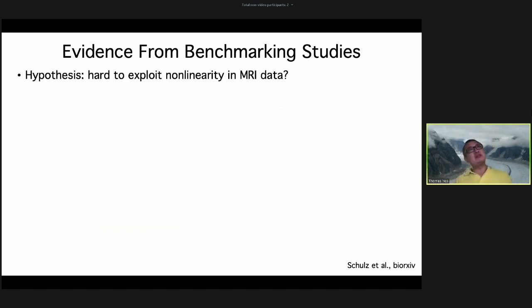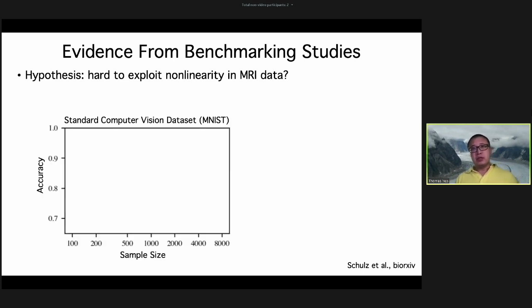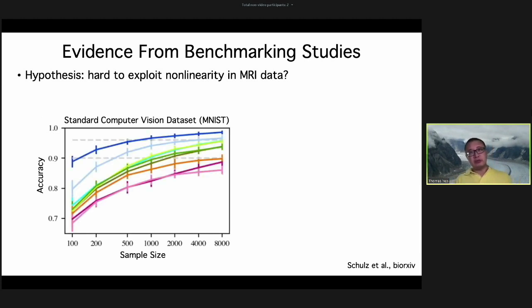An interesting preprint from Danilo Bzdok's group proposes that perhaps it is somehow more difficult to exploit nonlinearity in MRI data when it comes to predicting variables such as age, fluid intelligence, and sex. Let's consider a standard computer vision dataset, MNIST. Y-axis is the prediction accuracy. X-axis is the training sample size that goes from 100 to 8,000. Here are the prediction accuracies for different algorithms.